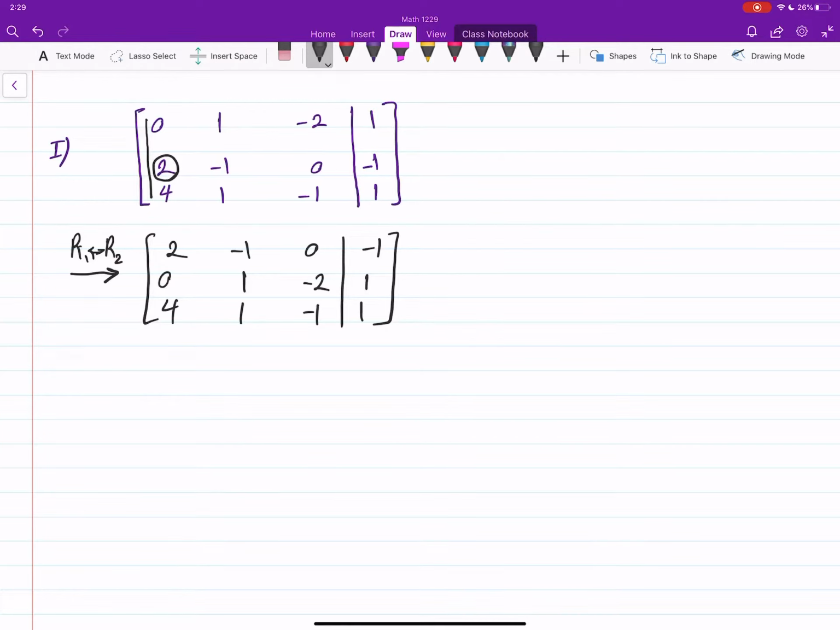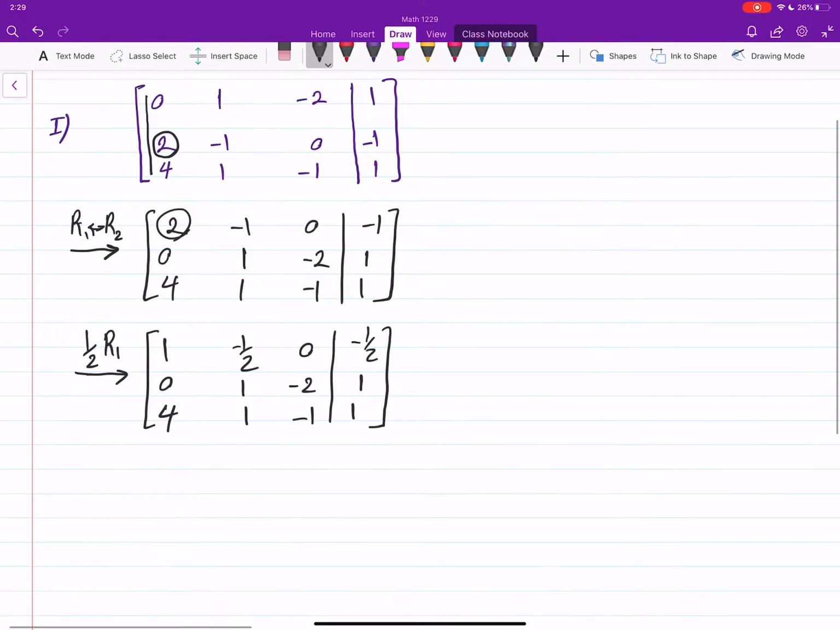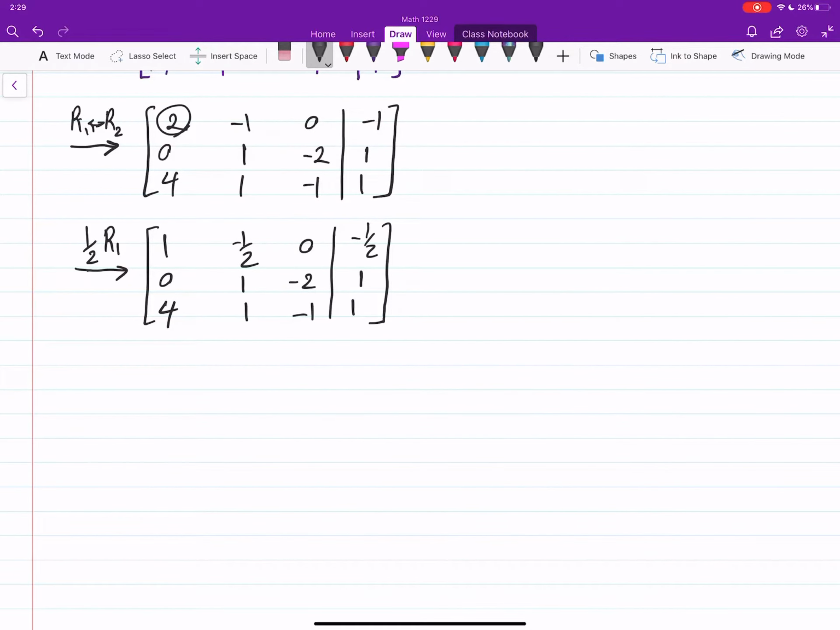Then choose it, move it, turn it to 1. How can I turn that 2 to 1? Well, by multiplying the whole row by its inverse. So half times 2 is 1, -half, 0, another -half, and then everything is the same as before. Now choose it, move it, turn it to 1 is done. Reduce the column using the 1.